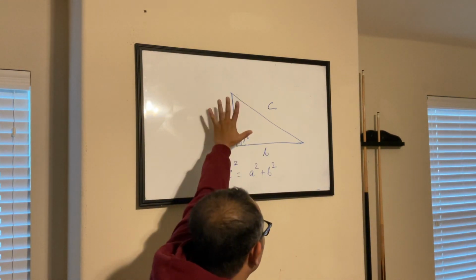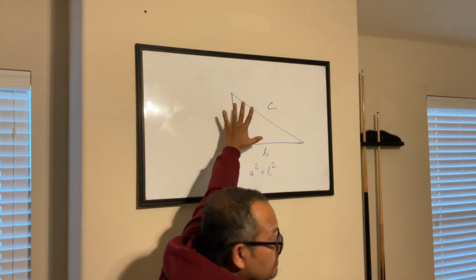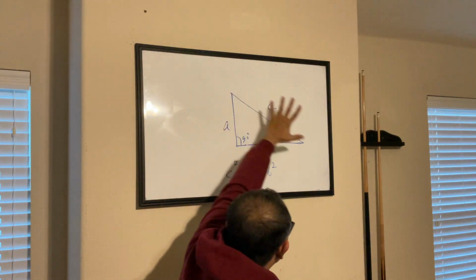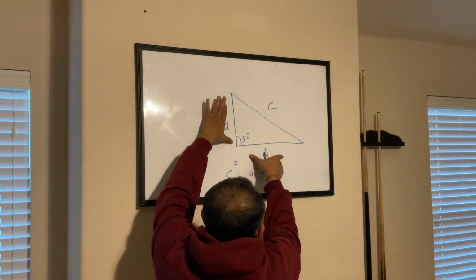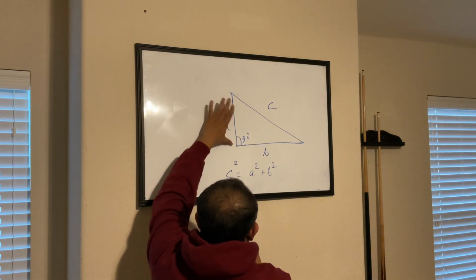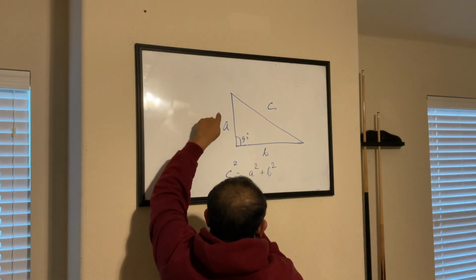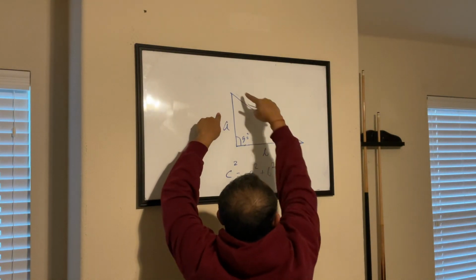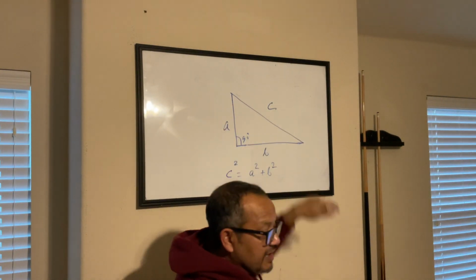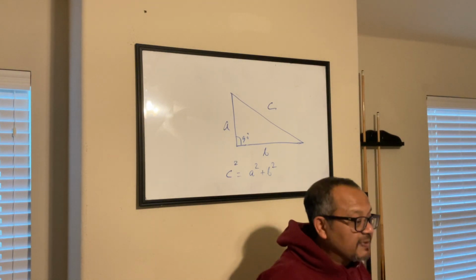As far as the definition and understanding of the Pythagorean theorem goes, it says that in a right angle triangle, the two sides that make the right angle of 90 degrees, the sum of the squares of the two sides is equal to the square of the longest side, or the hypotenuse. That is the Pythagorean theorem.